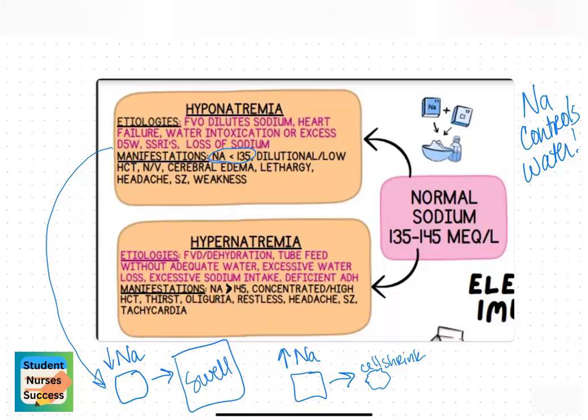Manifestations of hypernatremia include a sodium level of greater than 145, concentrated or high hematocrit, thirst, oliguria or decreased urine output, restlessness, headache, seizure, and tachycardia. A lot of these manifestations are related to fluid volume deficit. With hyponatremia, a lot of the manifestations may be related to fluid volume overload. Again, your normal sodium level is 135 to 145.